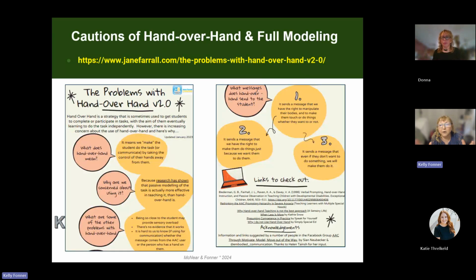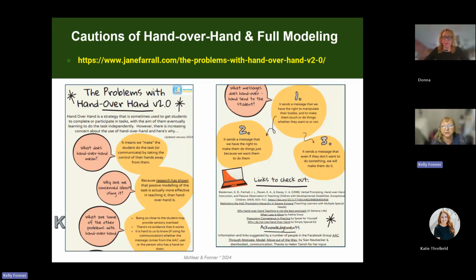So yes, there is more and more discussion about the cautions of using hand over hand and doing full modeling. And we've given you a link there from Jane Farrell. She's an AAC specialist in Australia who has written about this. You can also find information on Kate Ahern's website, and that information from research is also listed on this slide. But really, the caution around hand over hand is that people rarely fade hand over hand. It means that we are taking control over somebody else.